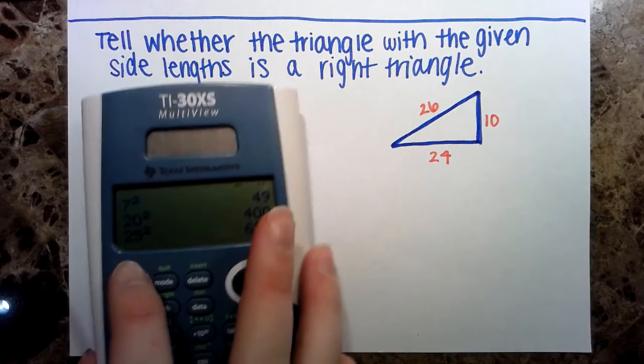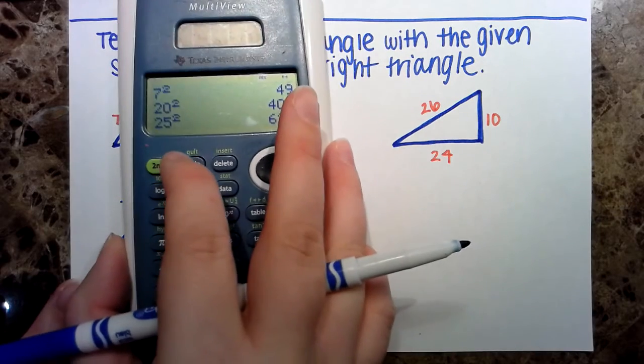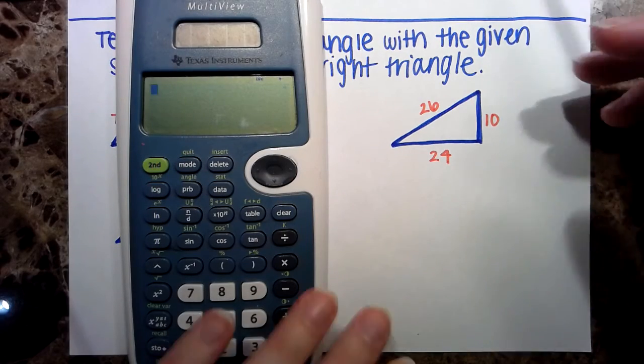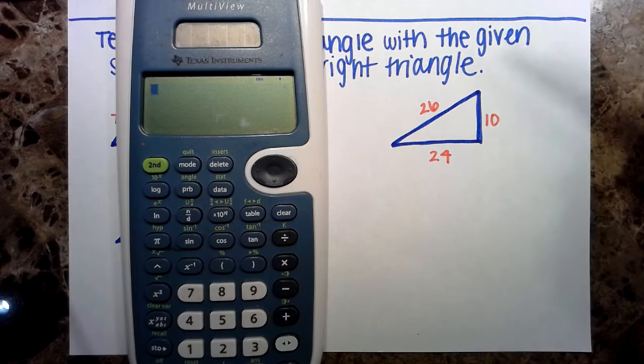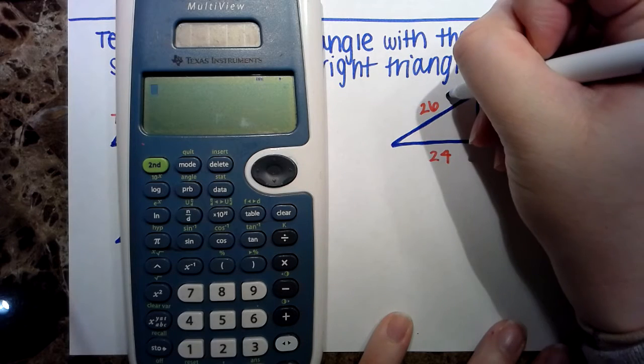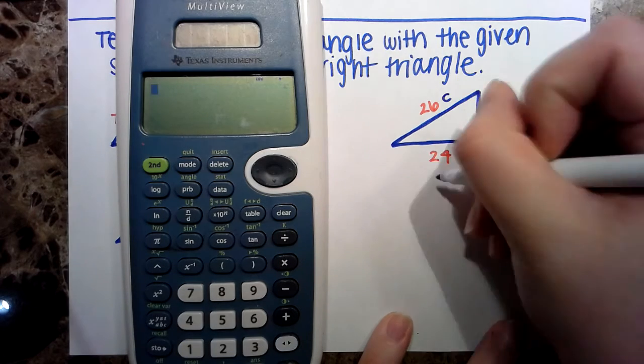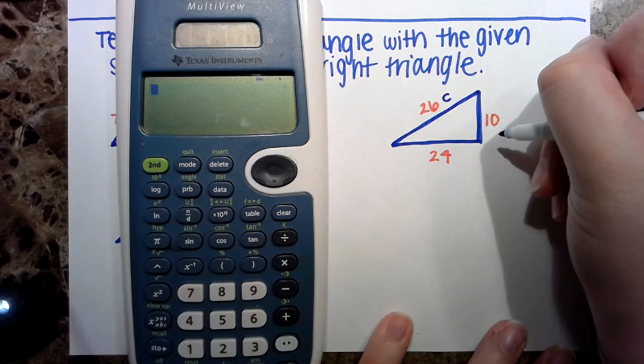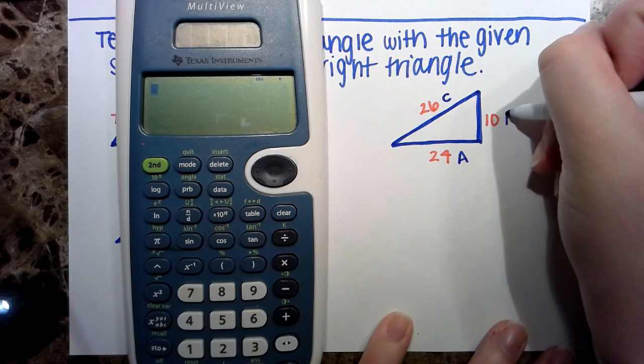Okay, we're going to do the same thing for the other one. So we got tell whether this triangle with the given side lengths is a right triangle. So we're going to figure out which one's the hypotenuse, and it's always the longest side. So this is going to be C. Doesn't matter which one these are, so I'm going to make this one A and this one B, because these are the legs.